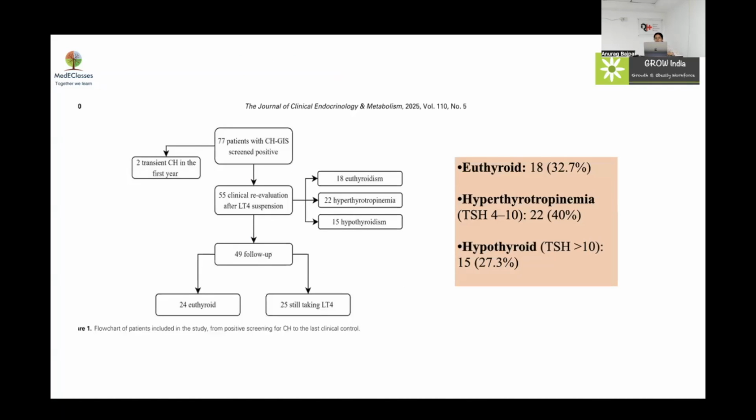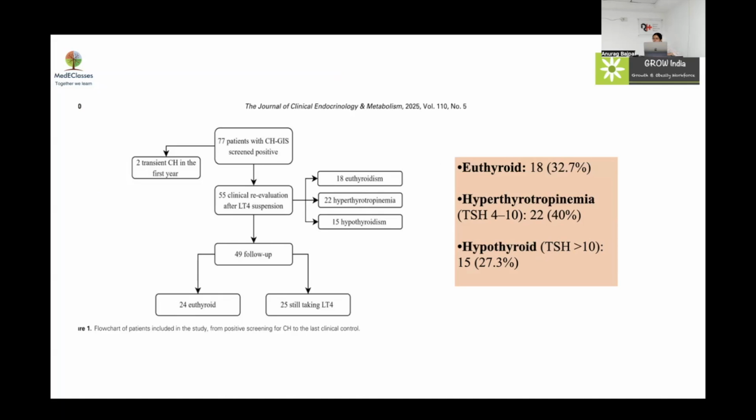This was the flow chart. The 77 patients were included, 2 were excluded because they were transient hypothyroidism. At the end of 3 years, there were 55 children left. Among them, it was seen after stopping LT4 for 4 weeks that 18 were euthyroid, which is 32.7%. 40% of them were falling under the group of hyperthyrotropinemia, and 27.3% were under the hypothyroid group.